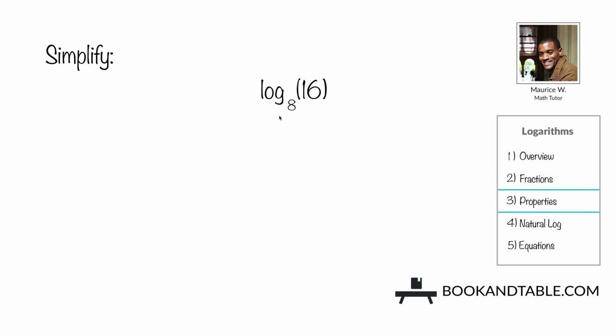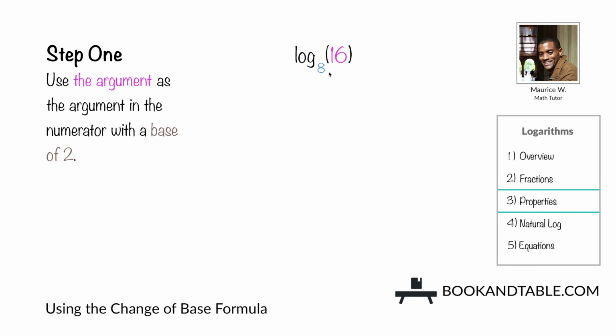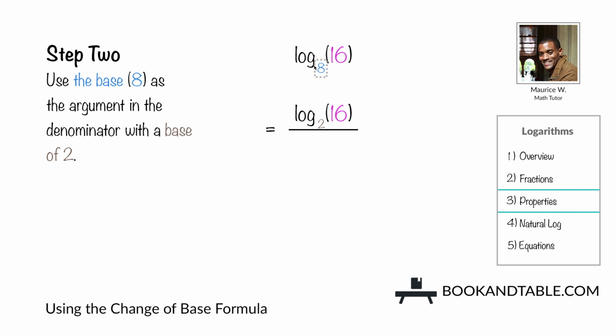Let's say we were asked to simplify log of base 8 of 16. So step 1, we want to use the argument 16 as the argument in the numerator with a base of 2. And we are using 2 because this can be raised to an integer value to get us to 16. And if we use it in the denominator, we can get to 8 as well, which is step 2. We want to use the base 8 as the argument in the denominator with a base of 2. So after we reorganize this logarithmic term, we get log of base 2 of 16 divided by log of base 2 of 8.